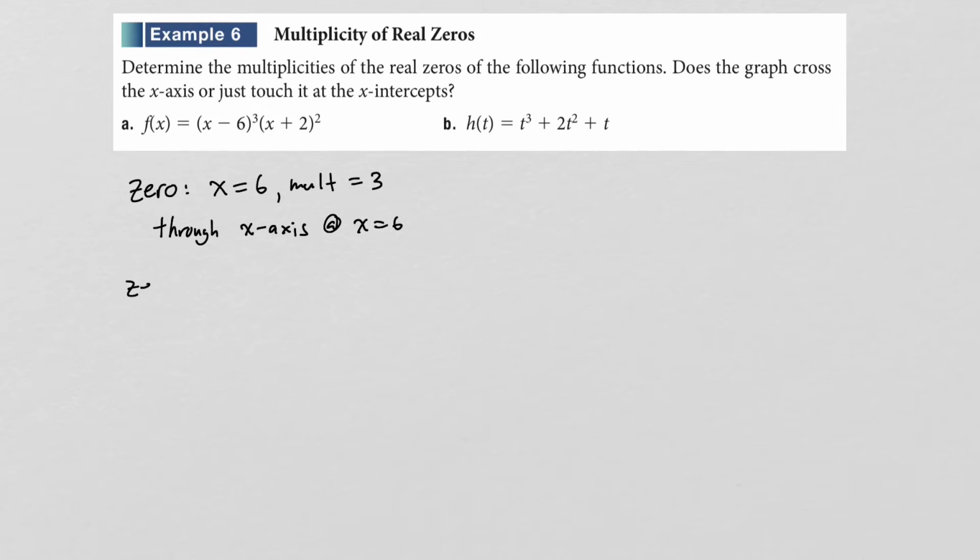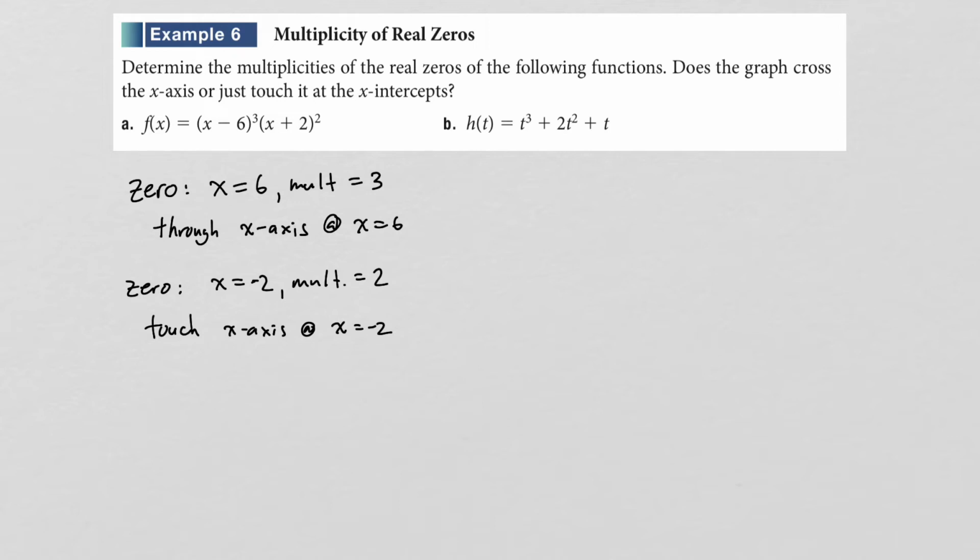The other 0 comes from the factor x plus 2, and that 0, of course, will be x equals negative 2. Its multiplicity is 2 because it is raised to the second power, and so it has even multiplicity. So what that means is at the 0 x equals negative 2, the graph is going to touch the x-axis at that value, but it will not pass through.